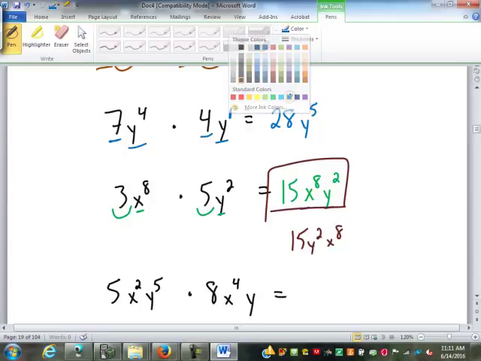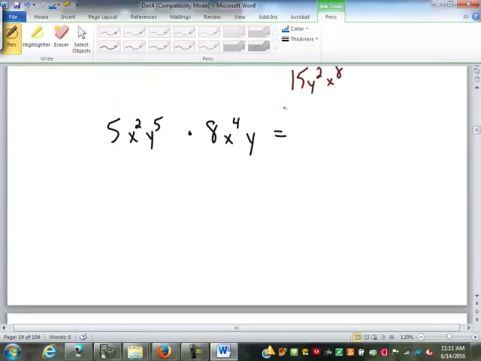How about this one? Well, I can multiply the 5 and the 8. I multiply the counts. 5 times 8 is 40. Now for the names, I can combine the powers that have the same base. So x squared and x to the 4th make x to the 6th. 2 plus 4 is 6. Y to the 5th times y to the 1 is y to the 6th. 5 plus 1 is 6.